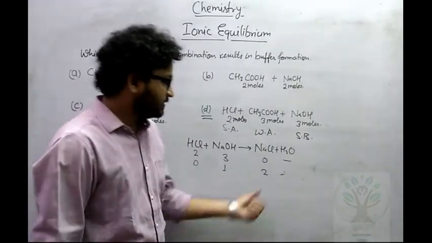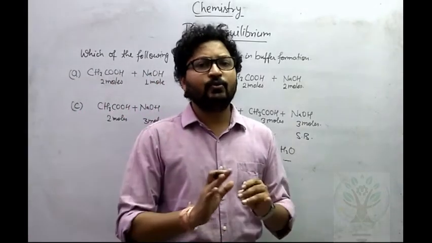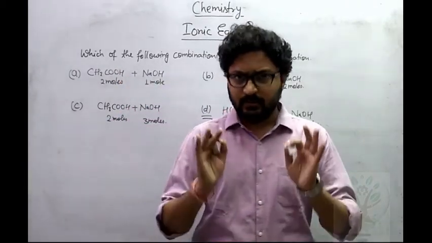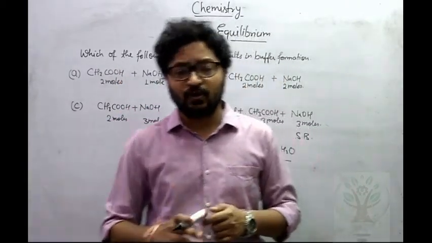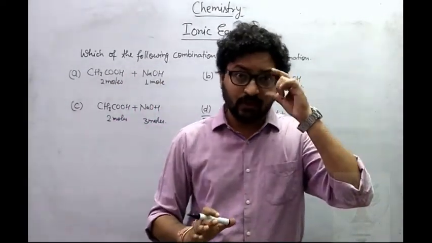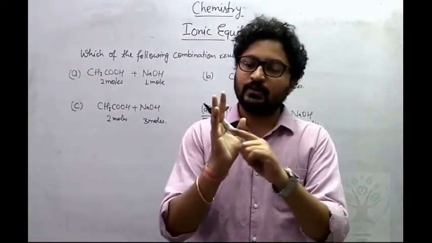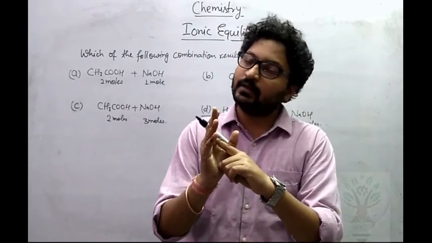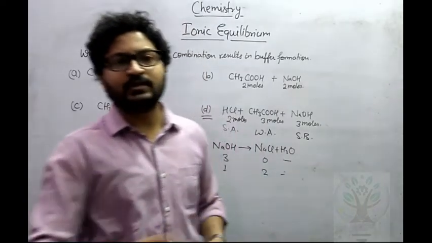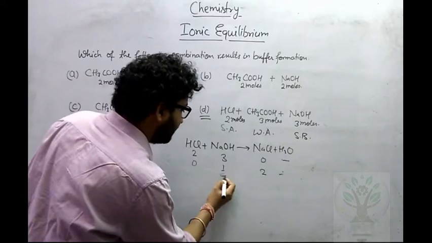Okay, now think about this. I told you NaCl means Na plus and Cl minus. They don't have any contribution towards the pH of the solution. NaCl, the salt of a strong acid and strong base, has no contribution towards pH. So we will not consider the mole of NaCl. You don't need to consider the mole of NaCl, KCl, KBr, doesn't matter. Whatever salt is formed by a strong acid and strong base, no need to consider that in ionic equilibrium for pH calculation. So see, you have got 1 NaOH left.